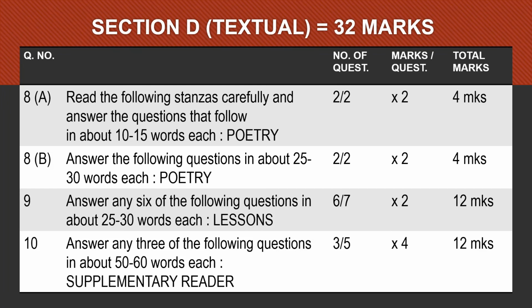And the ninth question is from your lessons, from your Flamingo textbook, which is in simple question answers. You have to answer in 25 to 30 words. Any 6 out of 7 questions, 2 marks each, gives you 12. And your last question, question 10, is your long answers from the supplementary reader, that is Vistas. Around 50 to 60 words each. You are given 5 questions. You have to answer any 3. You get 4 marks per question here, so it gives you a total of 12. Your textual section is worth 32 marks.